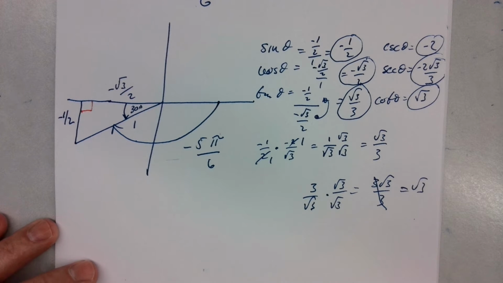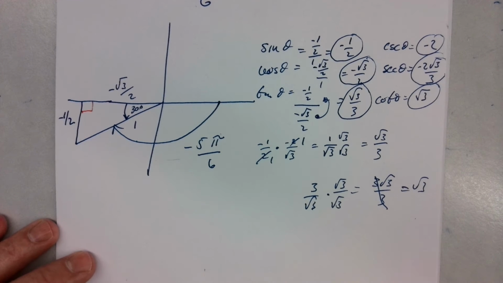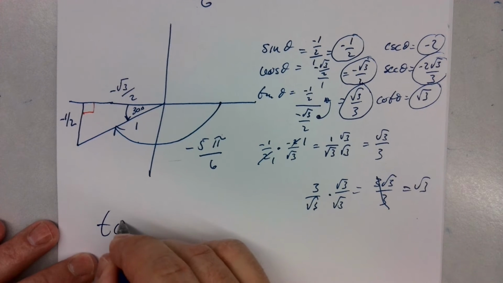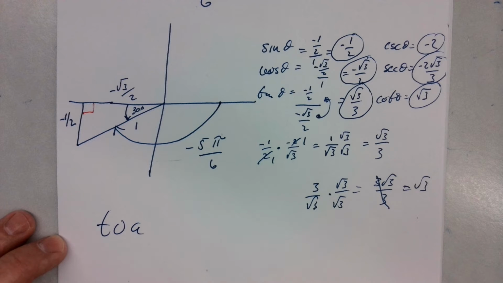Okay. Whatever. Good job. So is tangent opposite over adjacent or adjacent over opposite? It's TOA. Tangent is opposite over adjacent.